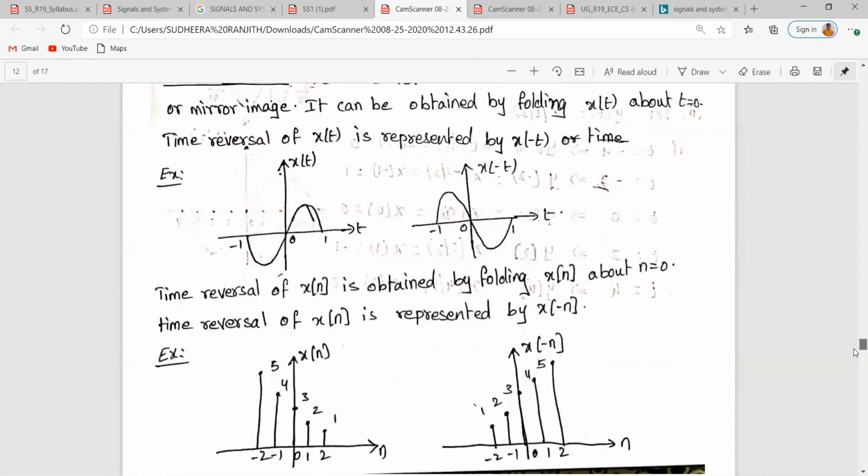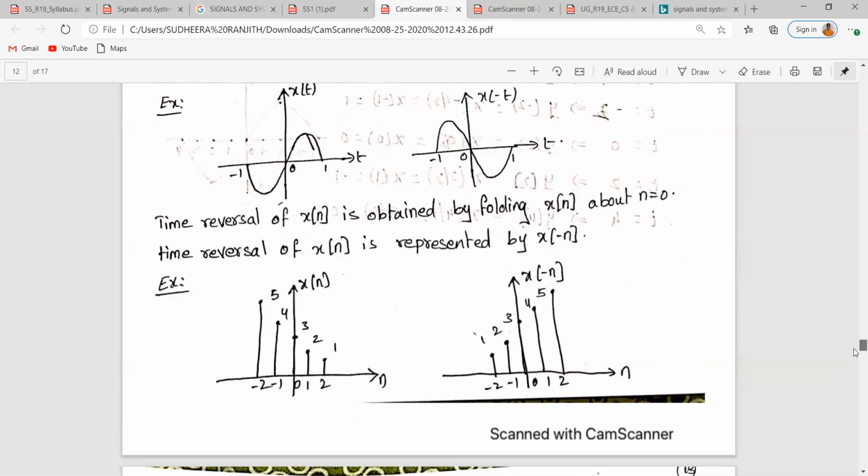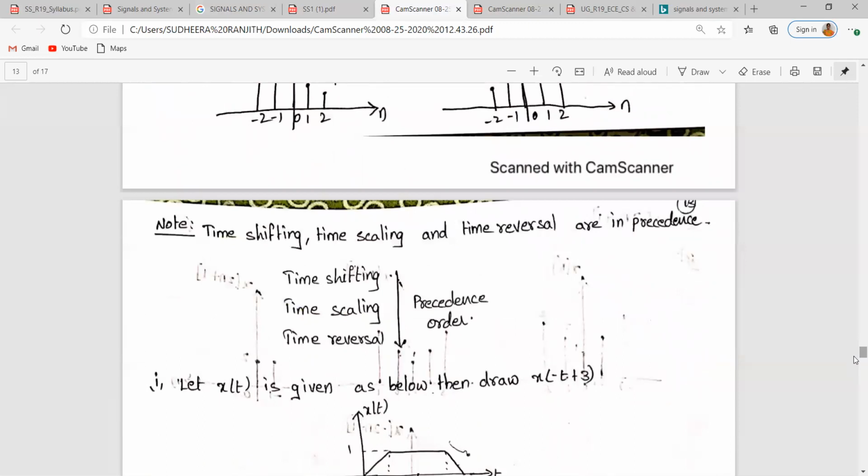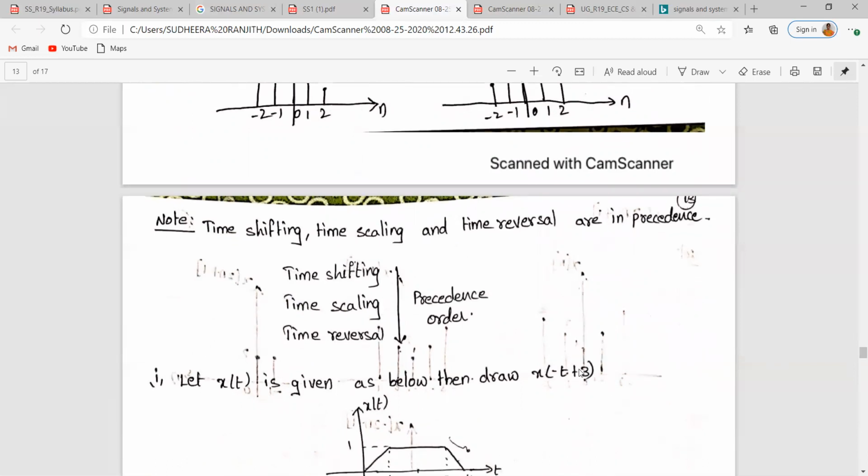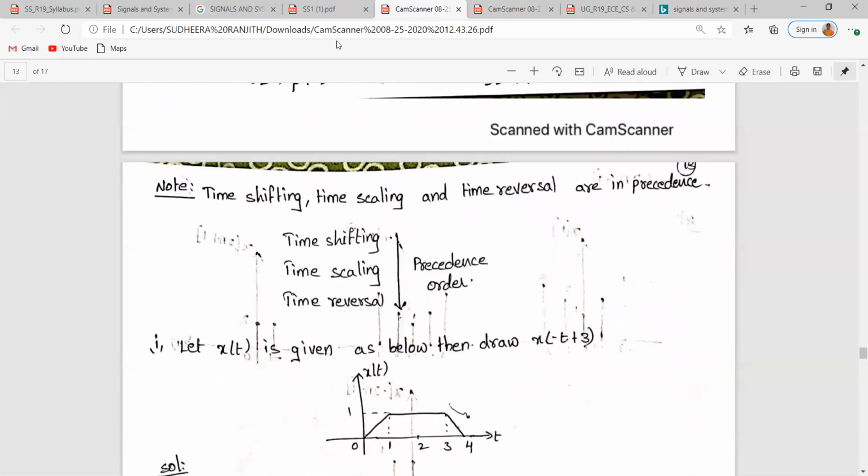And if we ever have to perform time shifting, time scaling, or time reversal individually, we do it as I said previously. If you want to perform all these operations at a time, then they are performed in an order, means they are in precedence, and this is the precedence order. If these 3 operations are involved, then first we need to shift the signal, next we need to scale the shifted signal, finally we need to take the reversal of the scaled signal. First shift cheyali signal ni, and then scale cheyali, and then reversal cheyali.